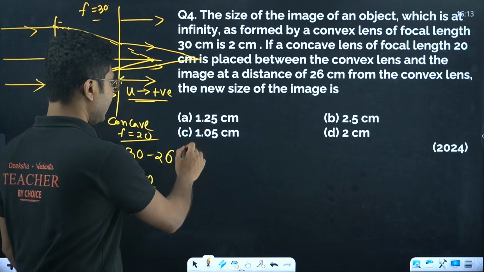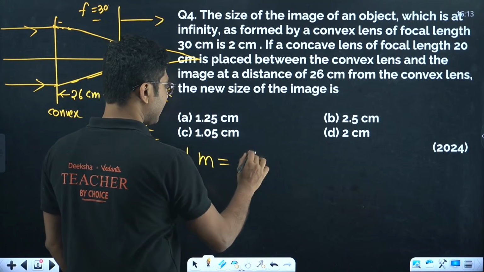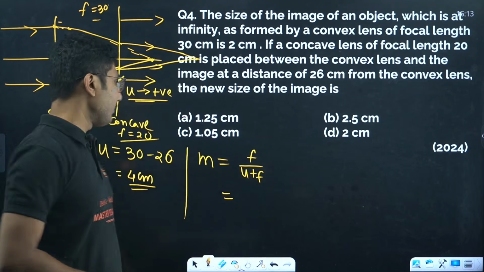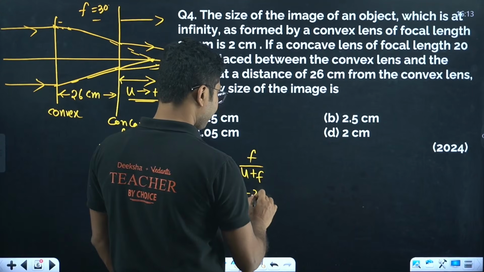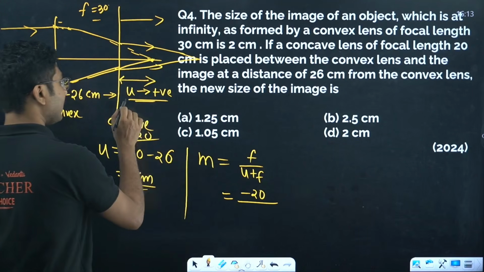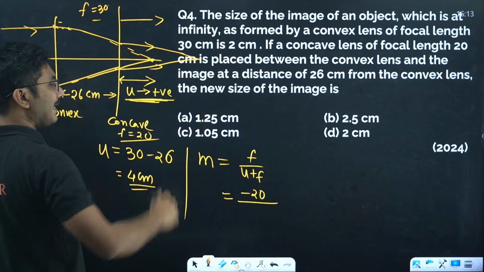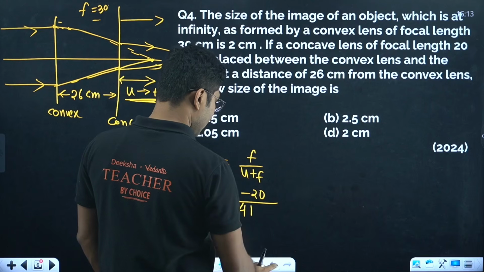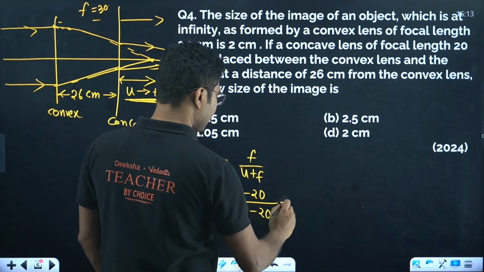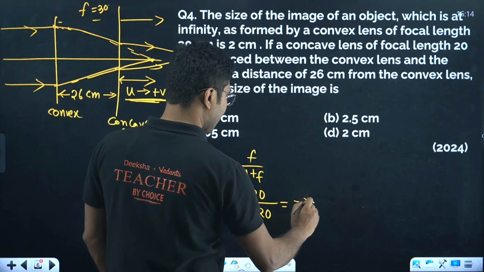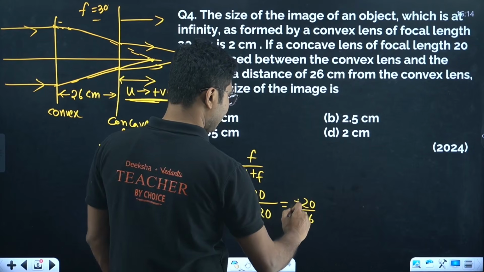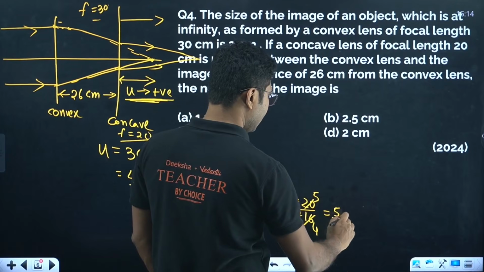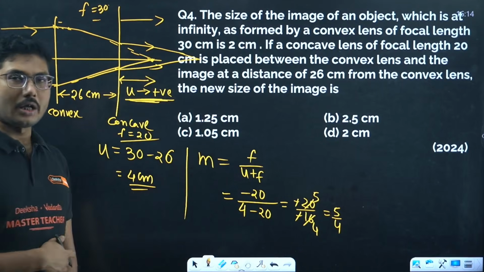What is the magnification? Again the same formula, magnification is f by u plus f. Now for a concave lens, focal length is negative, so minus 20. But this is a very particular case where u is positive, because u is on the right hand side. So that's what you have to understand in this problem. So m is minus 20 by minus 16. Minus cancels and you get 5 by 4. So 5 by 4 is the magnification by the concave lens.